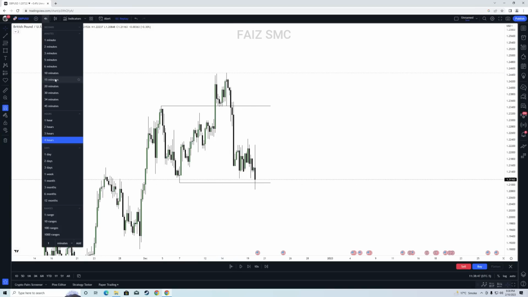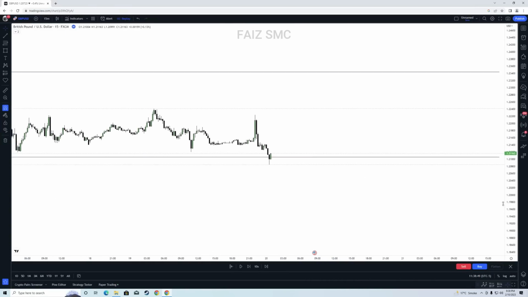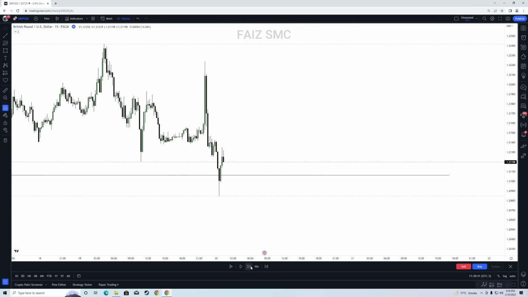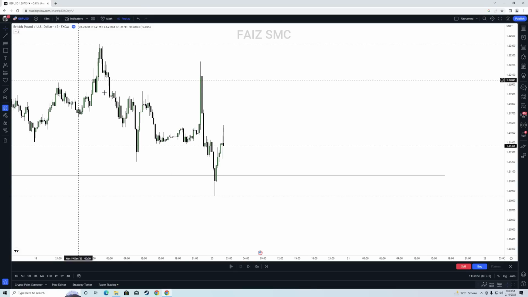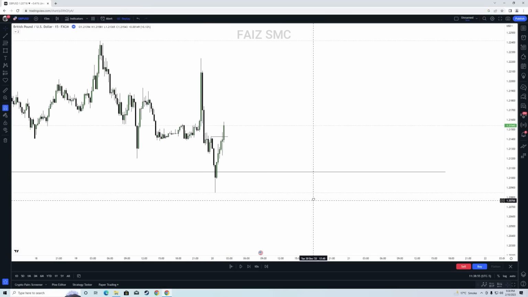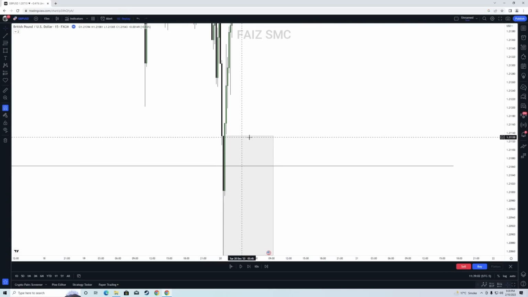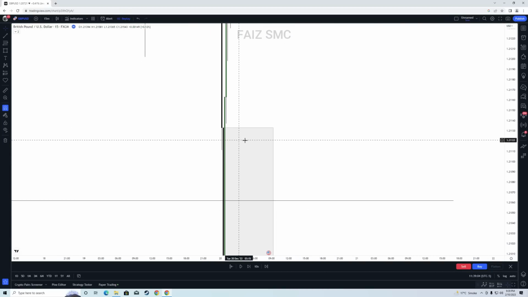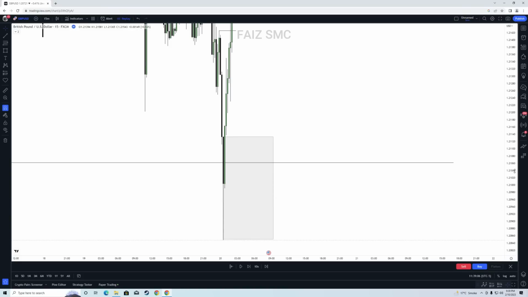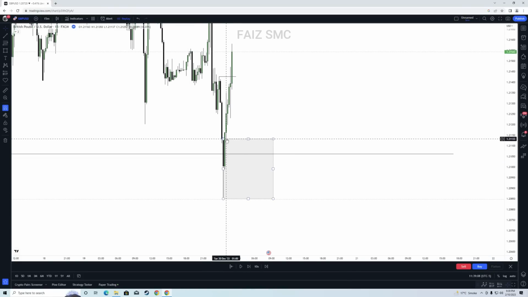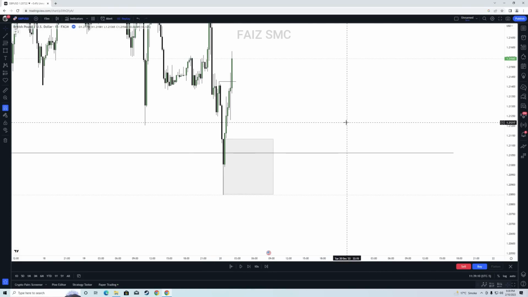Okay, let's drop down to 15-minute time frame and look for market structure shift. We have a perfect market structure shift here, leaving this candle behind. As you can see, there's a fair value gap here as well. So I like to take my entries from the extreme fair value gap or order blocks, and the first candle of the fair value gap could be an order block.